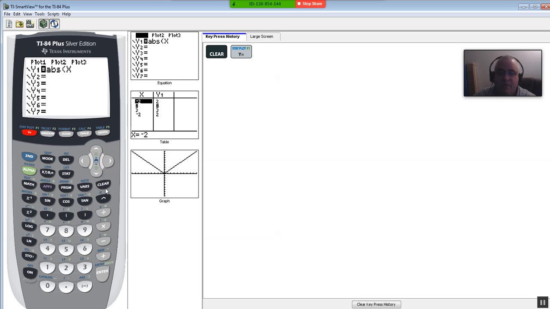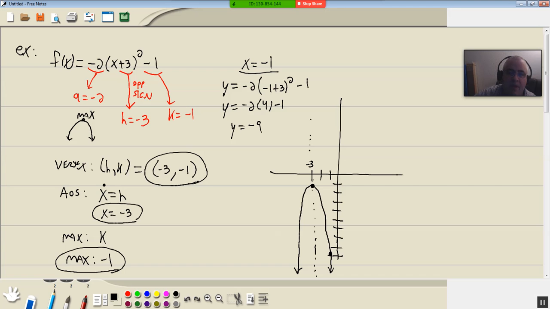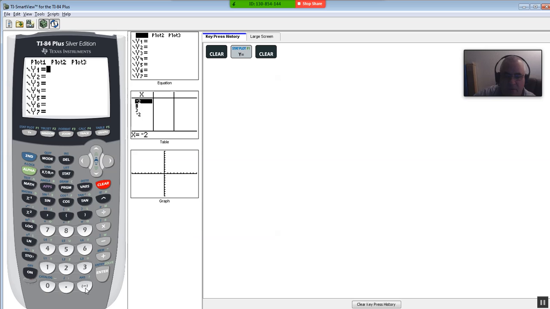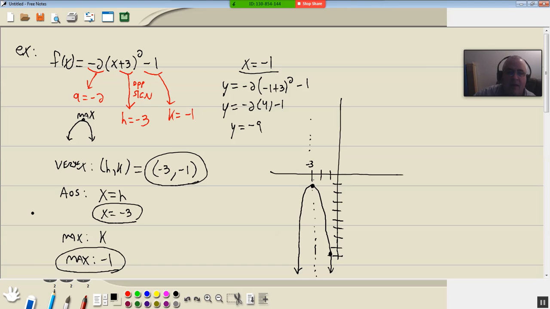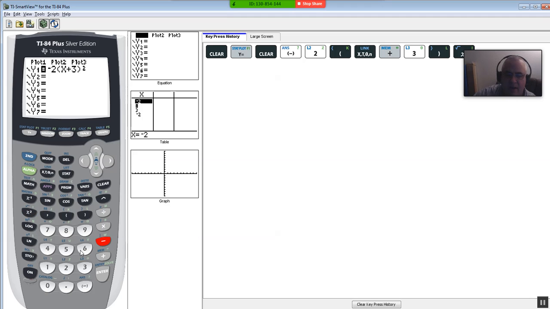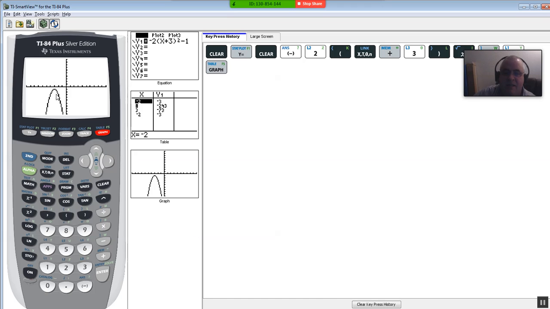So if I go to y equals, clear. And we got negative 2(x + 3)(x² - 1), and then graph. You can see a little bit better picture than what I drew. Use your calculator if you got a TI-83 or TI-84.